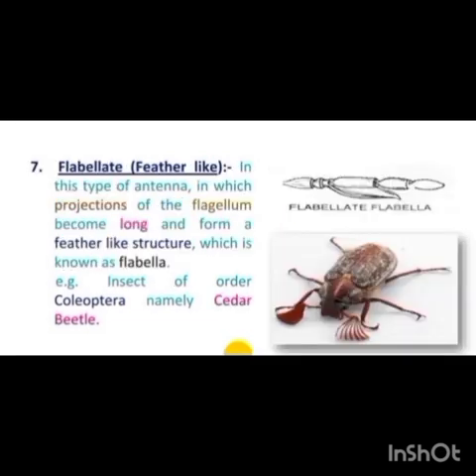7. Flabellate, feather-like. In this type of antenna, the projections of the flagellum become long and form a feather-like structure, which is known as flabella, e.g. insect of order Coleoptera, namely cedar beetle. Here is the flabellate picture on the right side.